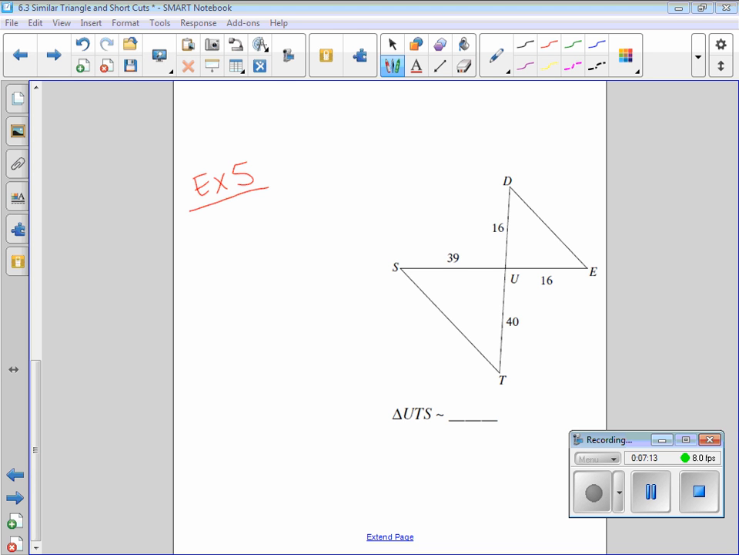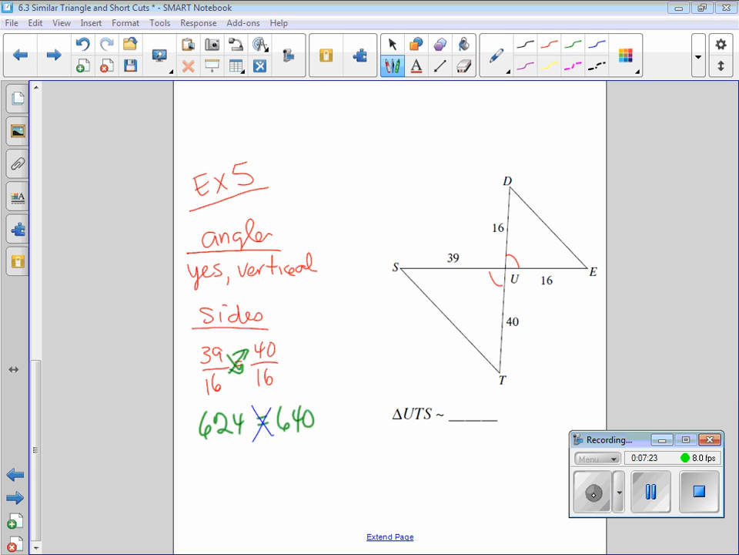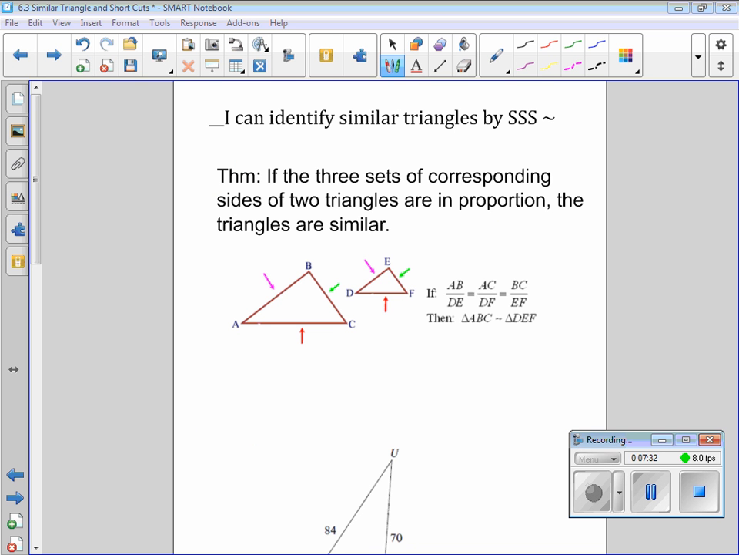All right, try your hand at this one. See if this is proportionate, or if this is similar by side angle side similarity. Put me on pause and come back and check your work. All right, actually the sides end up not being proportionate, so I do not need to write a similarity statement. These two triangles are not similar.